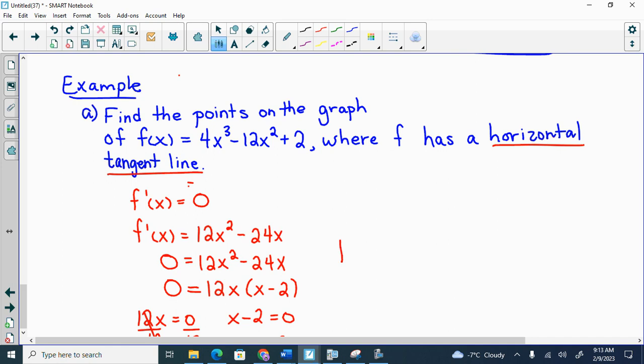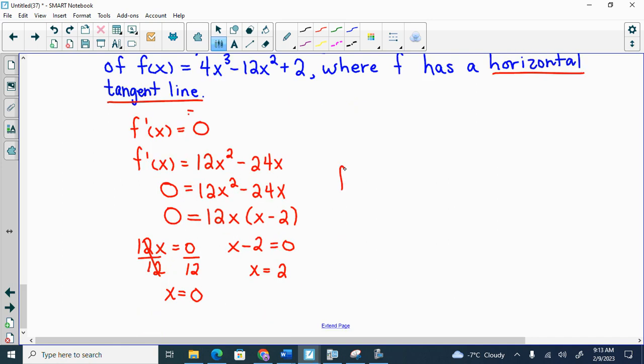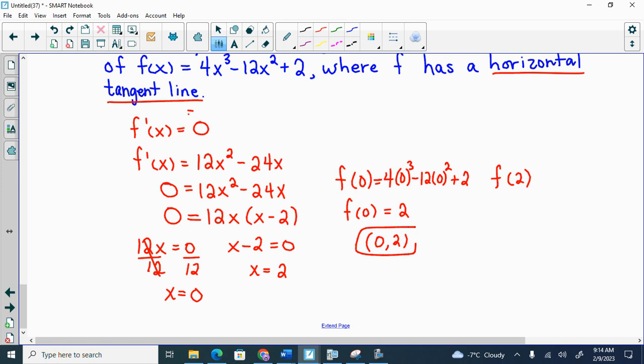So now we're going to find f of 0 and f of 2. So we found our coordinate. The first one's at (0, 2). And we plug 2 in.